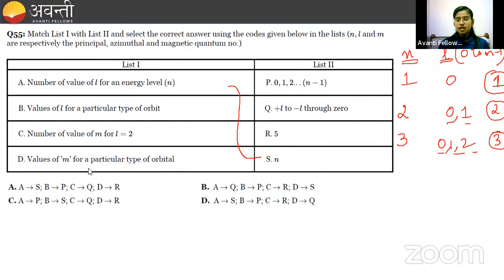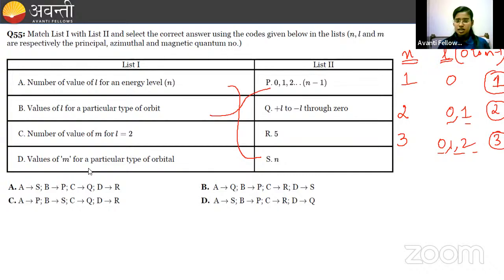Okay. Next, coming to B. The values of l for a particular type of orbit. Orbit is nothing but the principal quantum number. So for a given orbit, given value of n, the value of l can vary from 0 to n minus 1. So it is given in P. So B goes to P.